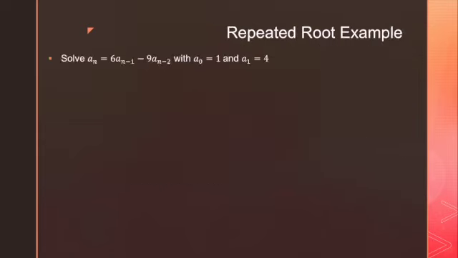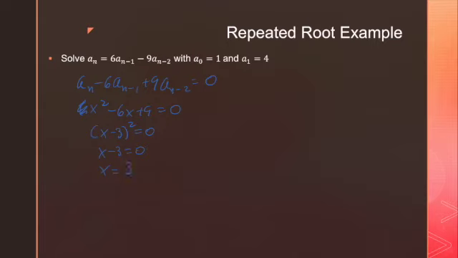I have a sub n equals 6 a sub n minus 1 minus 9 a sub n minus 2. So I'm going to get this in the correct form. A sub n minus 6 a sub n minus 1 plus 9 a sub n minus 2 equals 0. The factors of 9 that add up to negative 6 are negative 3 and negative 3. So let me first write my characteristic polynomial, and then we factor this to x minus 3 squared. So I have x minus 3 equals 0, x equals 3.